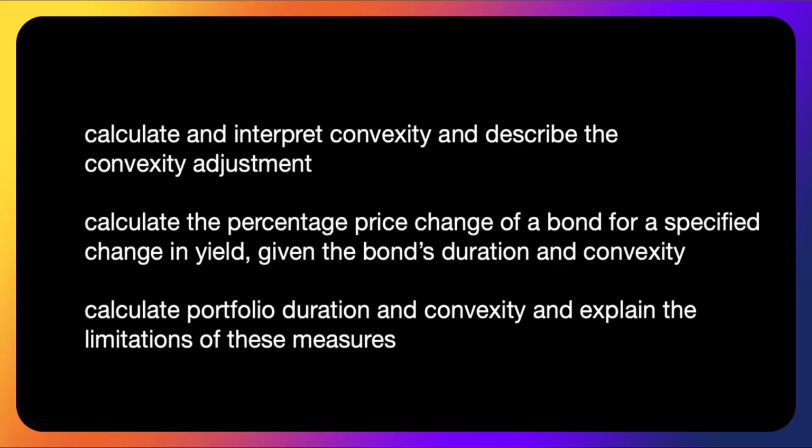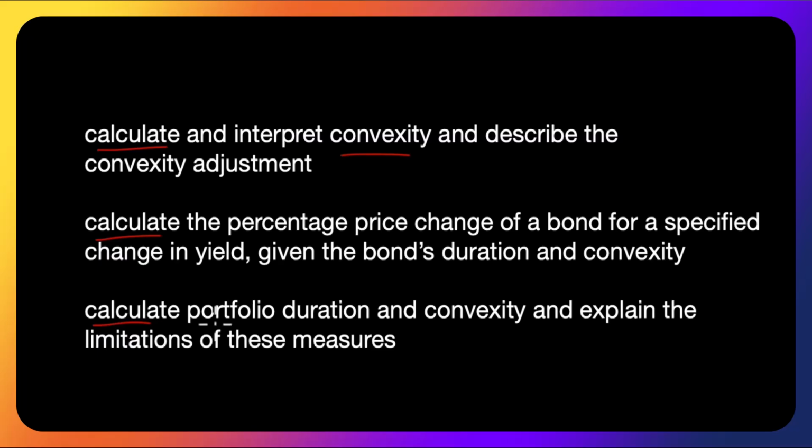Okay, for this module, we have 3 learning objectives. We're going to do them all at the same time because they run into each other quite nicely, so it's hard to separate them. You have a calculate in each learning objective. Calculate and interpret convexity and describe the convexity adjustment. Calculate the percentage price change of a bond for a specified change in yield, given the bond's duration and convexity. And calculate portfolio duration and convexity and explain the limitations of these measures.